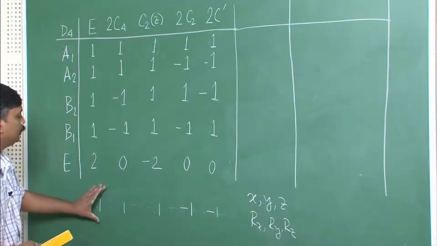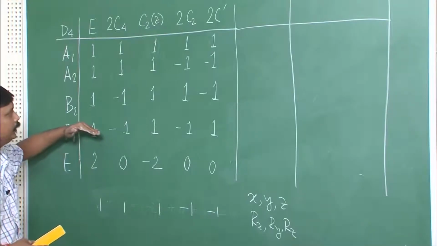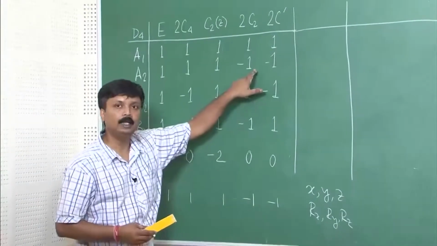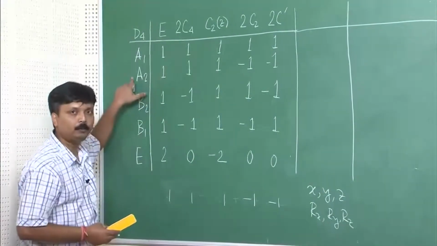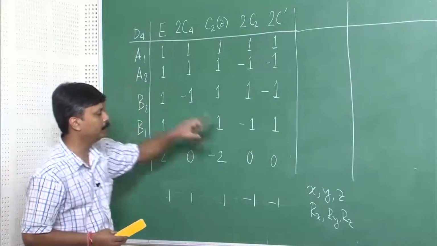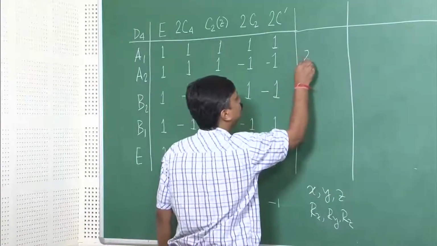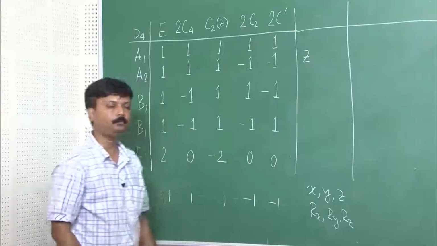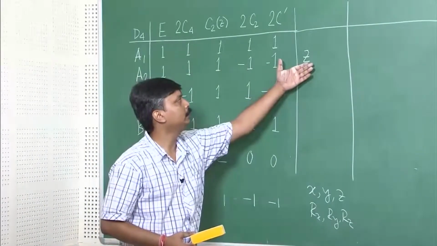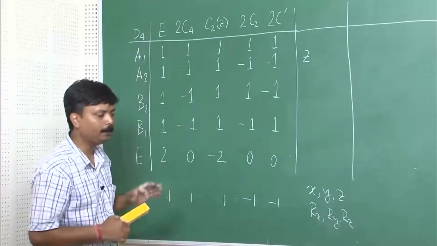Therefore you just compare this one with these 4 one-dimensional irreducible representations, and you see that this matches exactly with this one, correct? That means this A2 irreducible representation contains z as its basis function. So we ascribe z here, and what we say is that this z transforms as A2, all right.